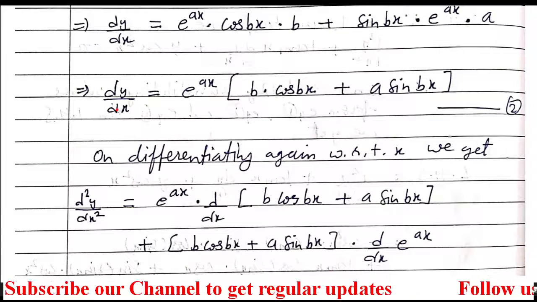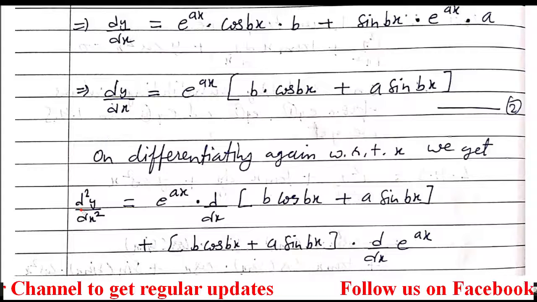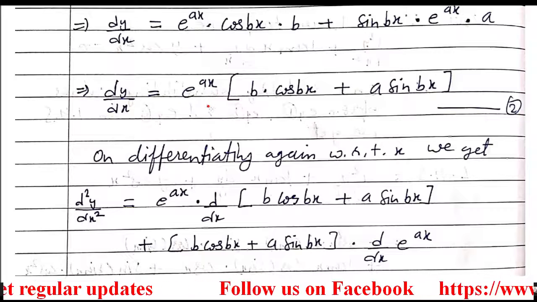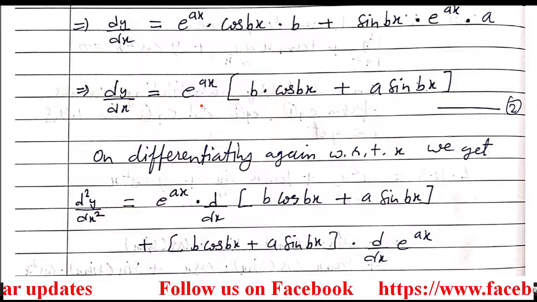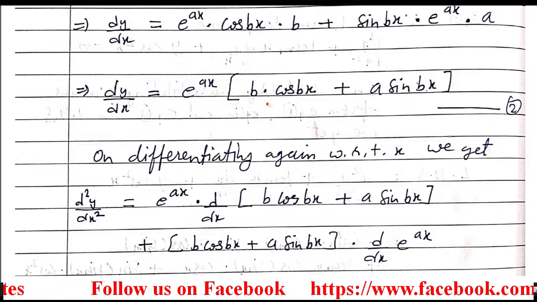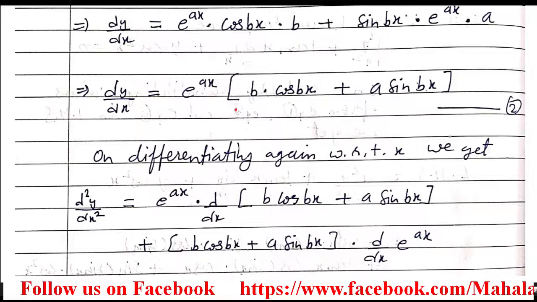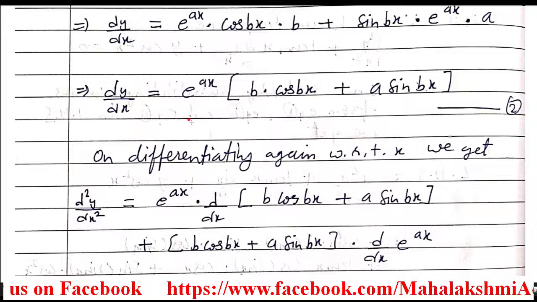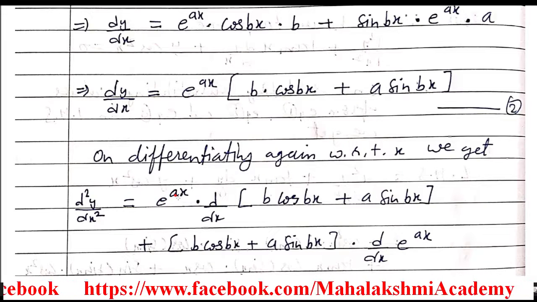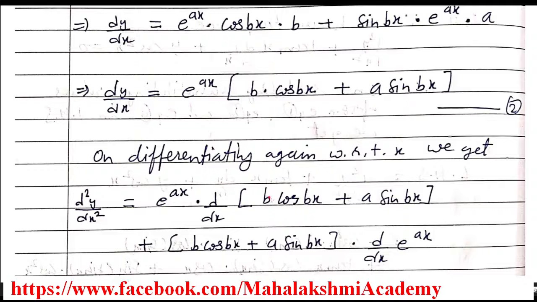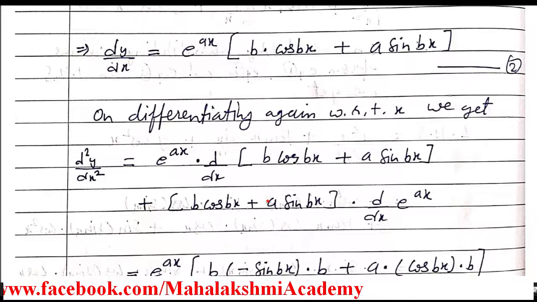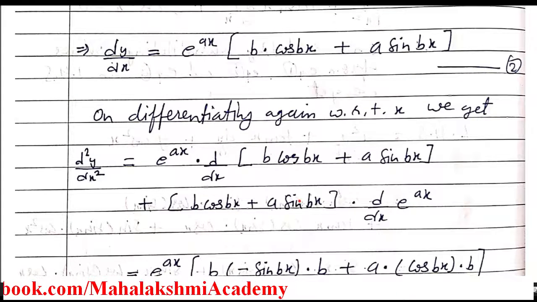So when we differentiate, on the left side we will get the second order derivative, and on the right side again it is the product of two functions. This is our first function and this complete big bracket is our second function. So first I kept e to the power ax as it is and I differentiated this big bracket. Then in the next term, I kept the big bracket as it is and I differentiated e to the power ax.